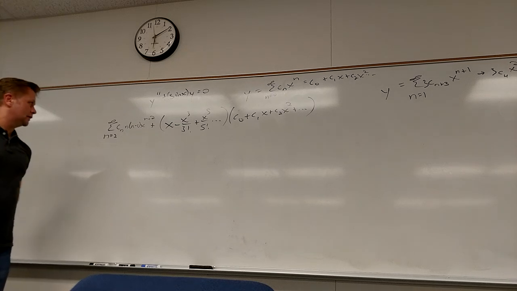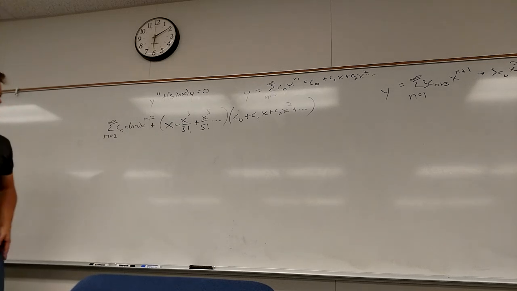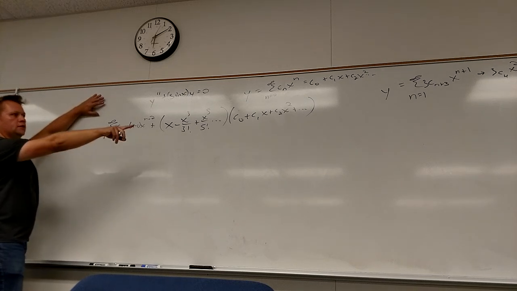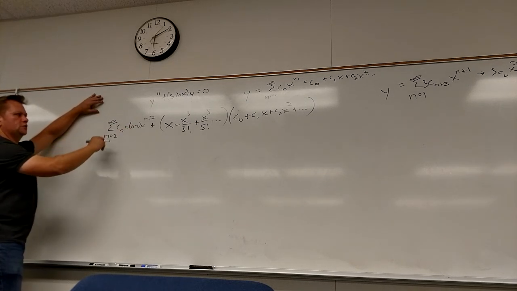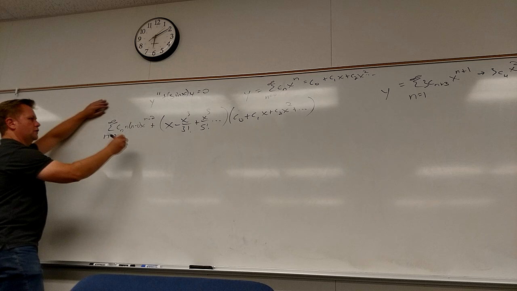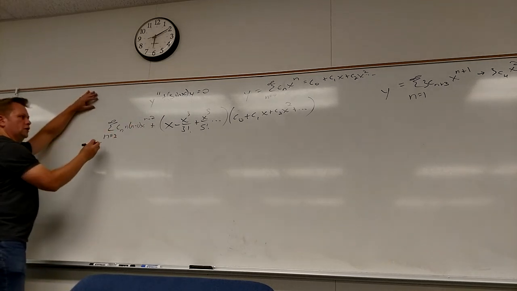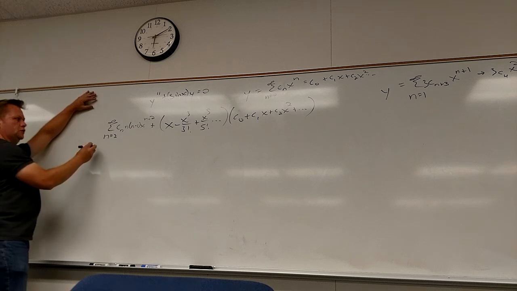This is kind of nifty how this works. I can start looking at specific terms here. So, first off, let's multiply this out. Let's just write some terms here. What do I get for n equals 2 here?